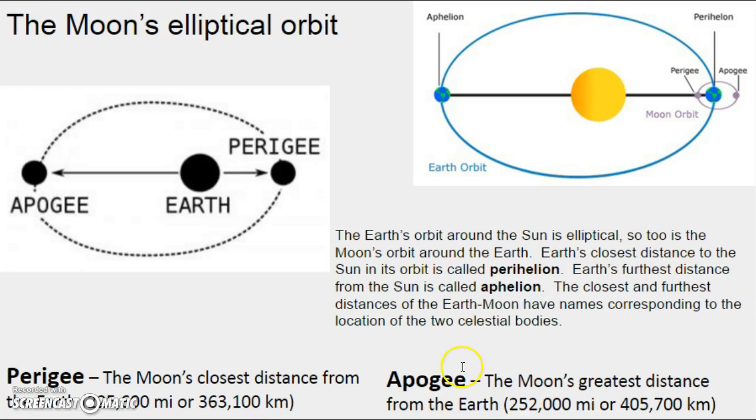So we call apogee the greatest distance, right, A, away. It's about 250,000 miles away during apogee. And perigee is the moon's closest distance, is what we call this distance right here, closest distance from the moon to Earth.